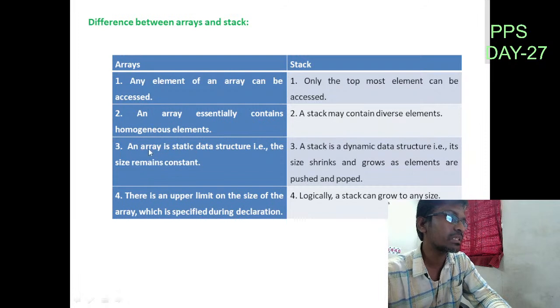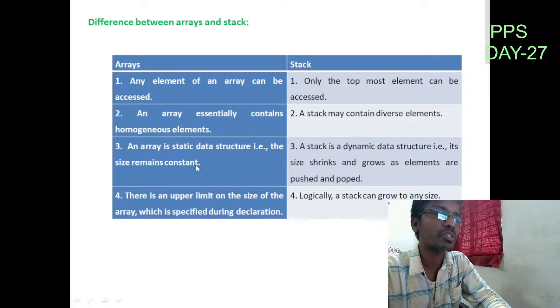So next one, an array is a static data structure. This is very important. Array is a static data structure. That means the size remains constant. The size we mention at compilation time will remain constant. You cannot increase or decrease the array size.